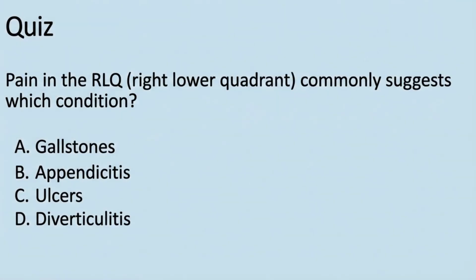Imagine a patient coming into the emergency room with sharp pain in the lower right side of the abdomen. The correct answer is B, appendicitis. Pain in the RLQ is a classic sign, often starting near the umbilicus and shifting to the lower right. In real-world practice, nurses and doctors assess tenderness, rebound pain, and other signs in this area. Recognizing this quickly is essential for timely diagnosis and treatment, sometimes requiring urgent surgery.